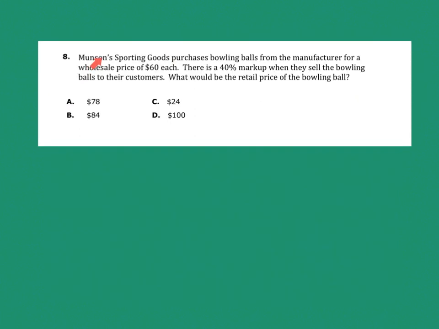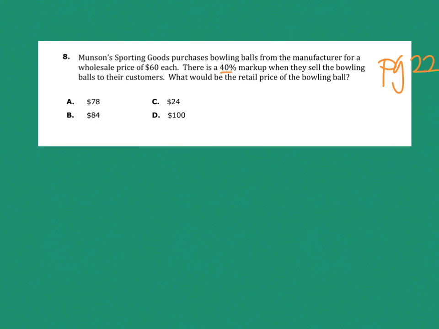Number 8, Munson Sporting Goods purchases bowling balls from a manufacturer for a wholesale price of $60 each. There is a 40% markup when they sell the bowling balls to their customers. What would be the retail price of the bowling ball? Retail price means after the markup, and markup means add your amount onto the price that the store bought it for. So markups were in our journal, and they were on page 22.